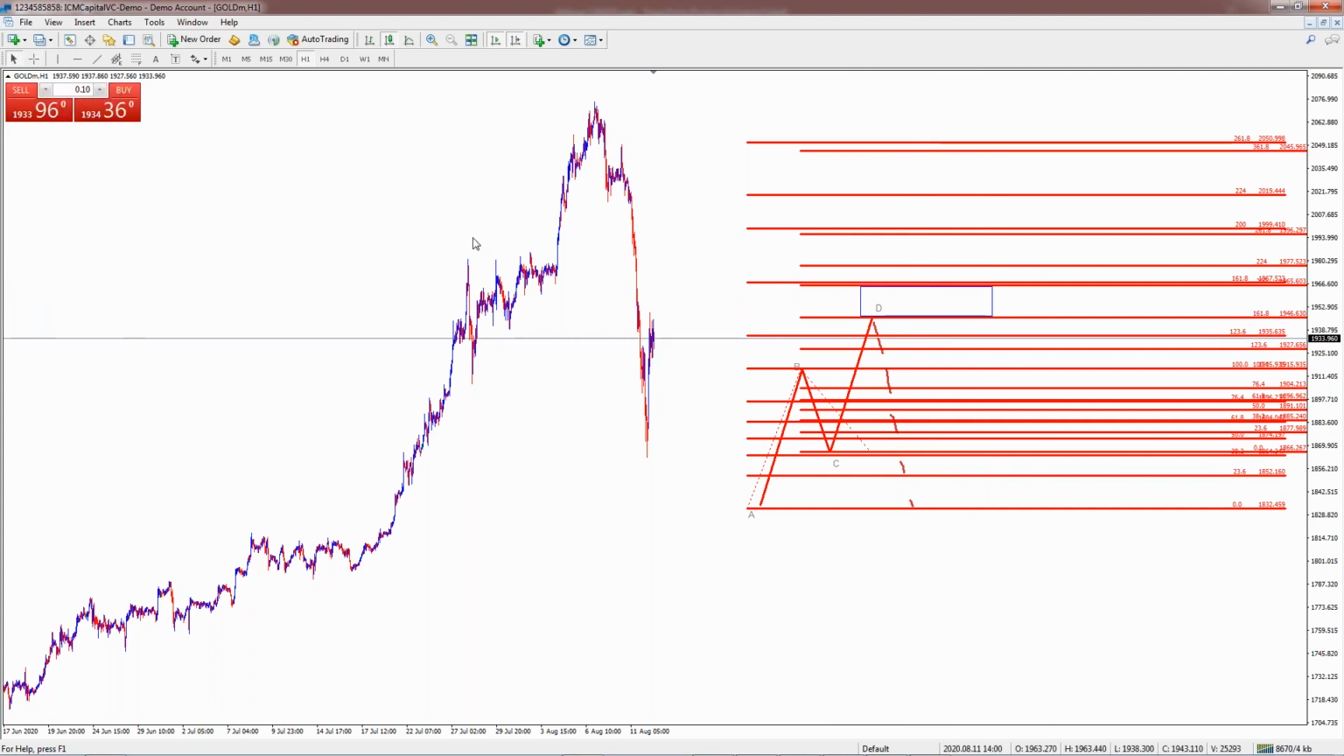A trader could enter a short trade anywhere in this area here, and depending on their risk appetite, they can set the stop loss either by using Fibonacci extension ratios, other ratios, or by, for example, deciding their risk to reward ratio. So this is what they have to look out for.